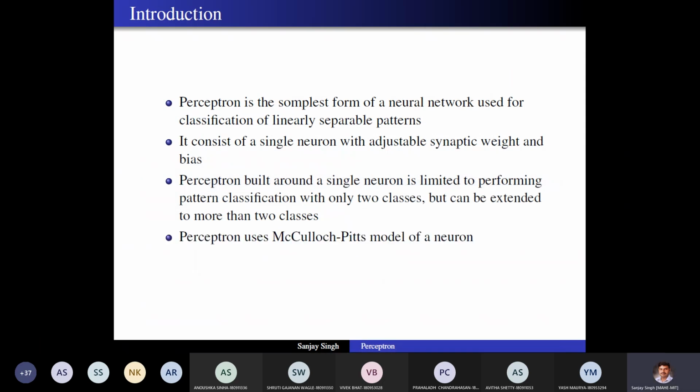We also have to consider that the perceptron uses the McCulloch-Pitts model for a neuron. When we say the McCulloch-Pitts model of a neuron, what do you mean by that? Anyone? What do you mean by that?